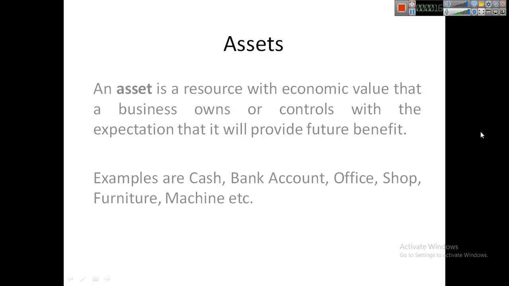Asset is a resource with economic value. It means assets are those things which are used by the organization and it carries some economic value. You are going to purchase that asset that a business owns or controls with the expectation that it will provide future benefit.